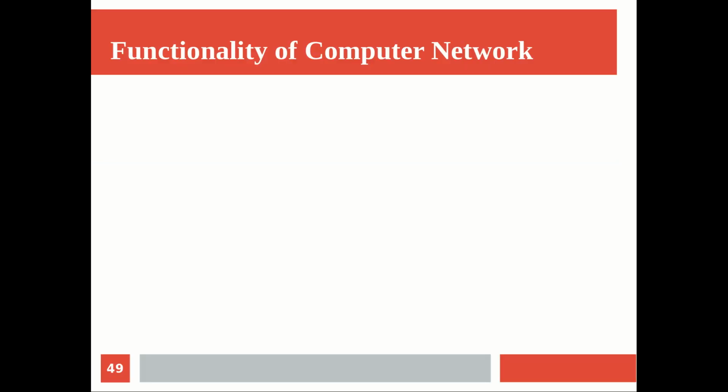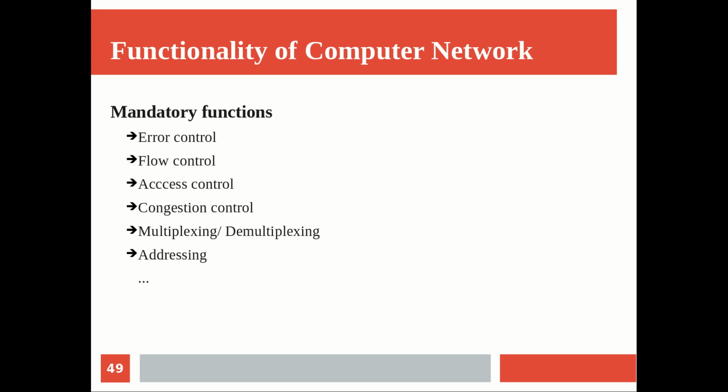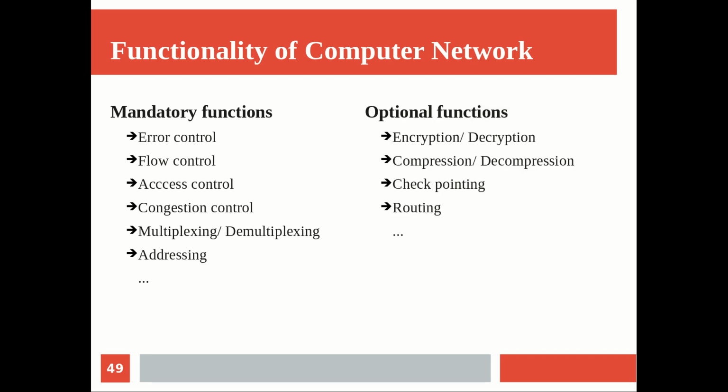So let's start. Functionality of the computer network. We can broadly classify the functionality of any computer network into two categories, that is the mandatory functionality and optional functionality. That means some of the functions are mandatory, so when you implement any type of computer network, those functionalities should be implemented as a bare minimum. But there are certain functionalities which are optional. For some applications we need them, and for others we don't. So in that way we can broadly classify the functions of any computer network into mandatory and optional functionality.